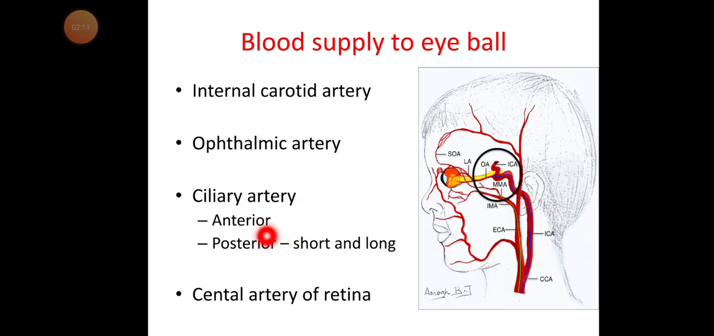The ophthalmic artery gives the branches, the ciliary arteries. Ciliary arteries are further divided into two groups, anterior and posterior. Posterior ciliary arteries are of two sets. Some of the posterior arteries are long, they are called posterior long ciliary arteries. Some of the arteries are short, they are called short posterior ciliary arteries. And apart from that, we get one more branch for the retina. It means the first layer is avascular, so there is no question of blood supply, the second layer is supplied by the ciliary arteries, and the third layer is supplied by the central artery of the retina.